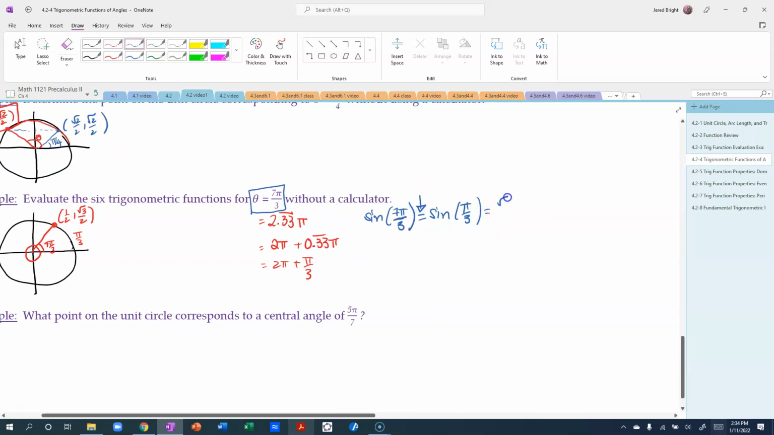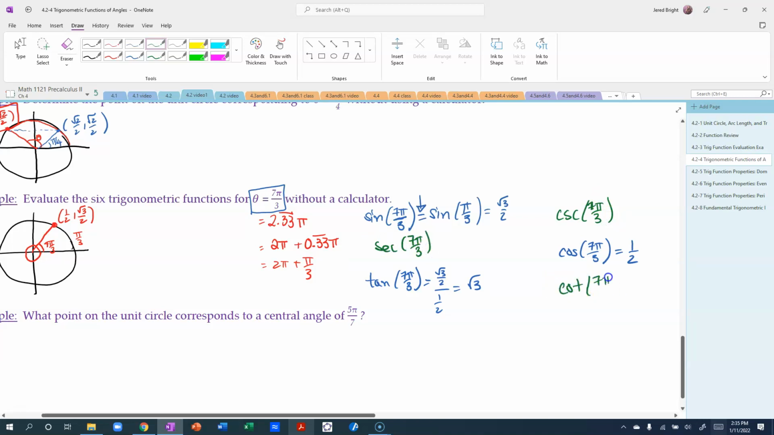Nevertheless, sine is just the y-coordinate, square root of 3 over 2. Cosine of 7 pi over 3 would be the x-coordinate, so 1/2. And then tangent of 7 pi over 3 would equal square root of 3 over 2 divided by 1/2, which is just square root of 3. With that I can form my reciprocal functions: cosecant of 7 pi over 3, secant of 7 pi over 3, and cotangent of 7 pi over 3.